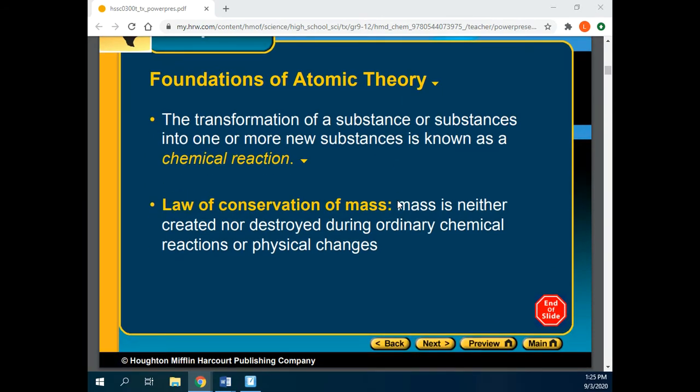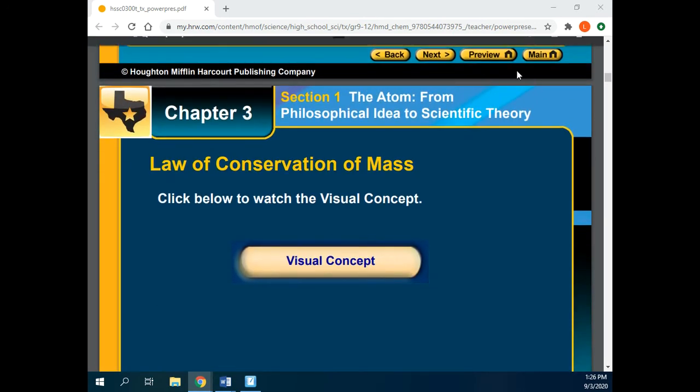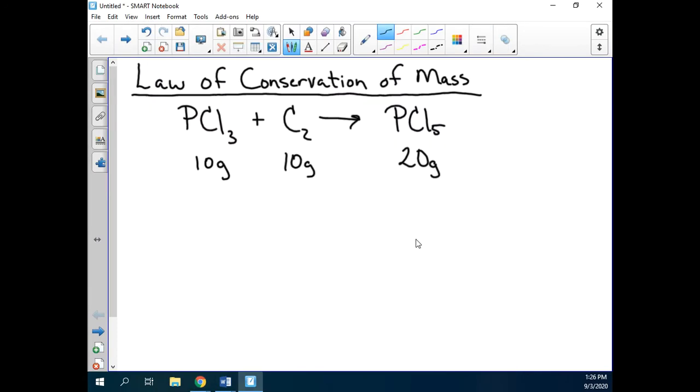You already have law of conservation of mass in your vocabulary, and chemical reaction was a vocab word in the last chapter. But we are going to talk about law of conservation of mass really quickly in a chemical reaction sense. Mass is neither created or destroyed, and we're going to apply that to a chemical reaction. Okay, so if you look at this chemical reaction, you've got PCl3 plus Cl2, that should be Cl2, I'll change it, makes PCl5.